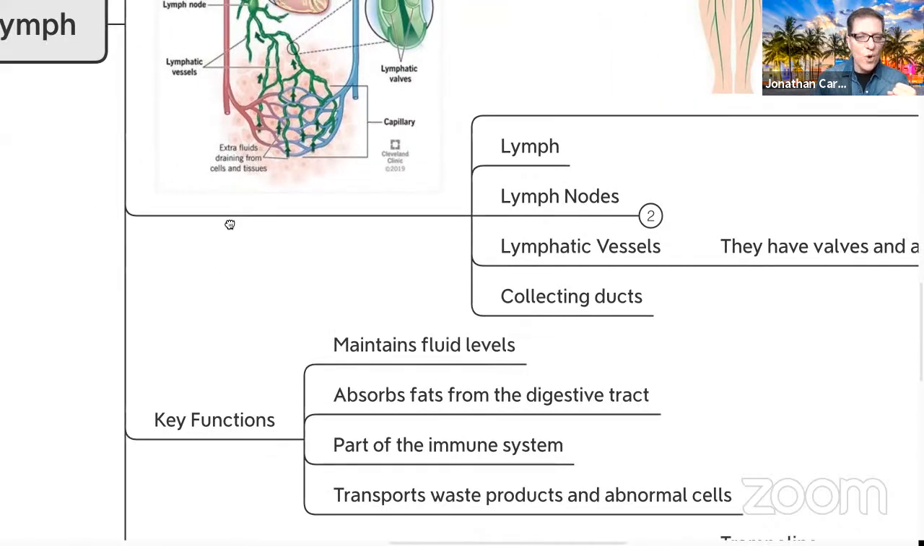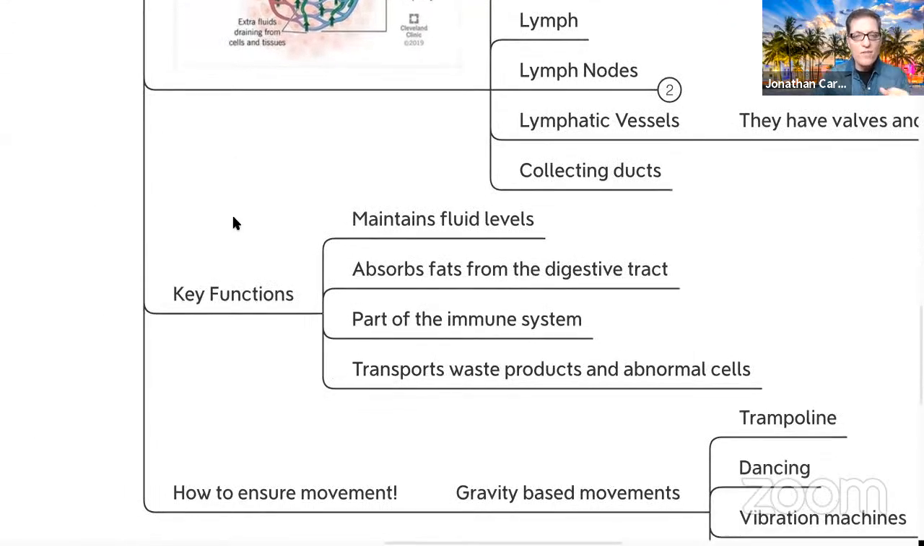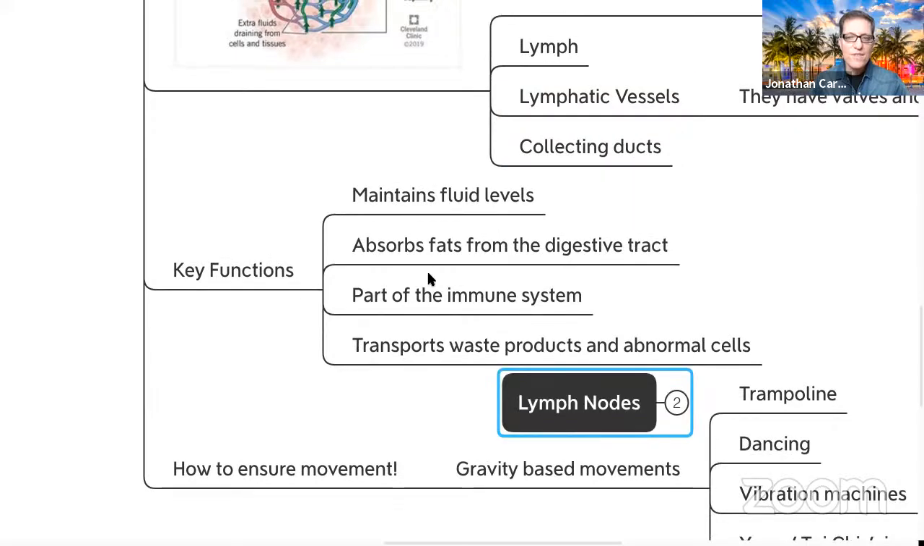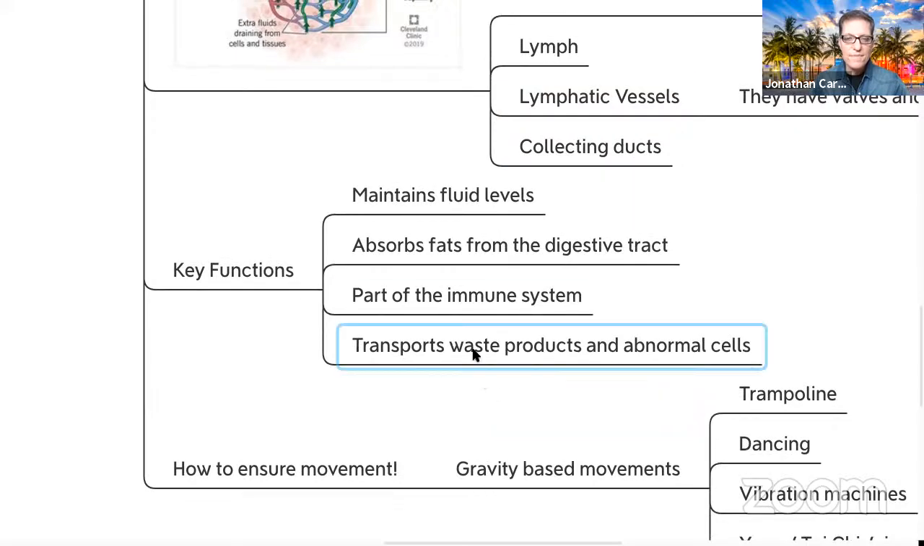Okay, so we spoke about some other functions. It maintains fluid levels. It helps absorb fats because it's coming from the digestive tract. There's also fluid from there as well. We know it's part of the immune system. And why is it part of the immune system? Because we spoke about how it can produce blood vessels. And it's transporting waste products and abnormal cells.